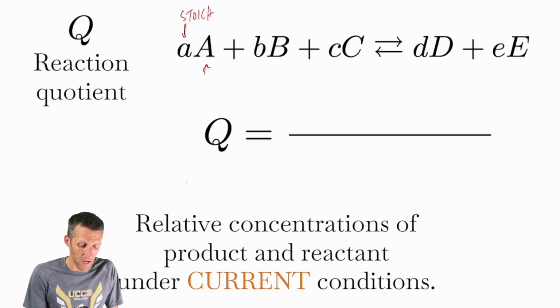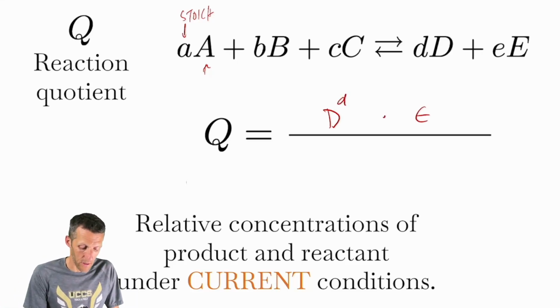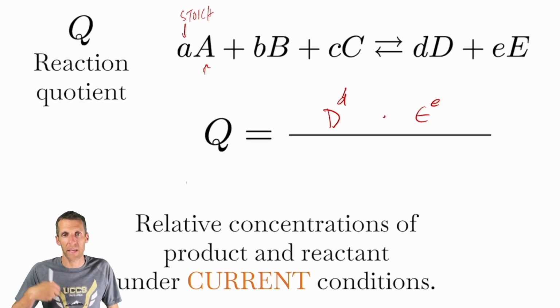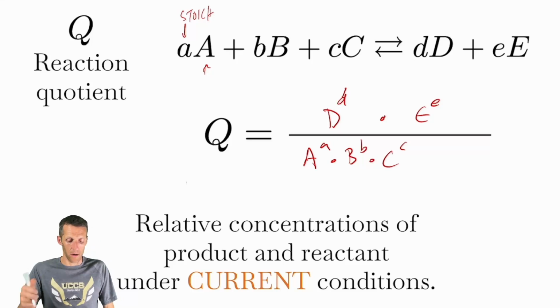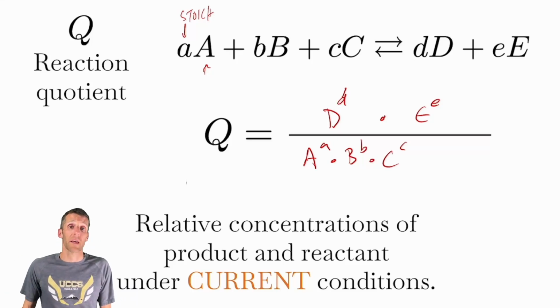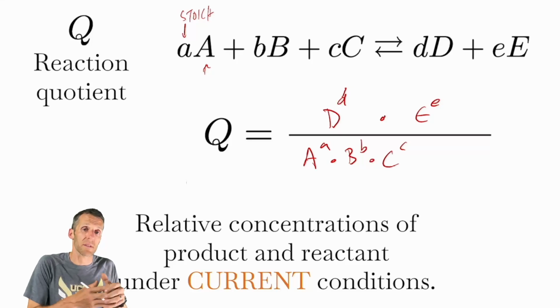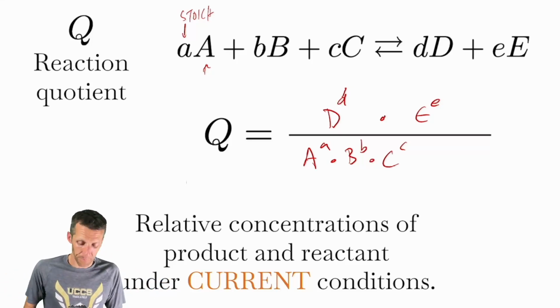write this out as the products multiplied together, each raised to their stoichiometries. So big D, big E, little e, and then over the reactants raised to their stoichiometries. And these are all multiplied together. So this would be multiply the concentrations of the products, multiply the concentrations of the reactants. That will be your reaction quotient.